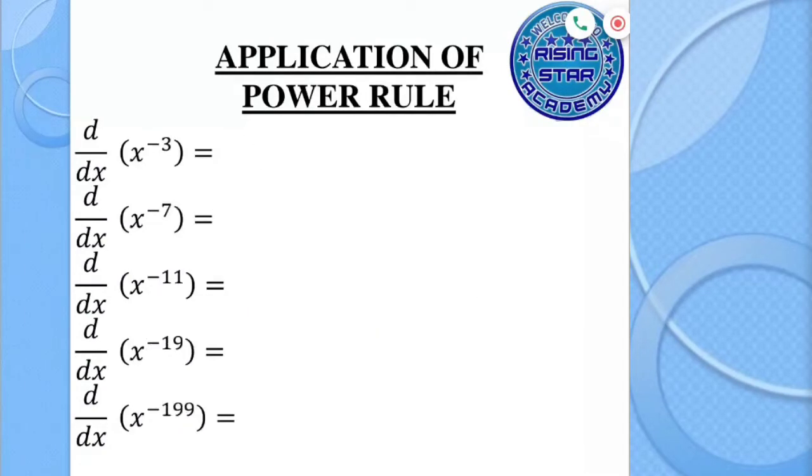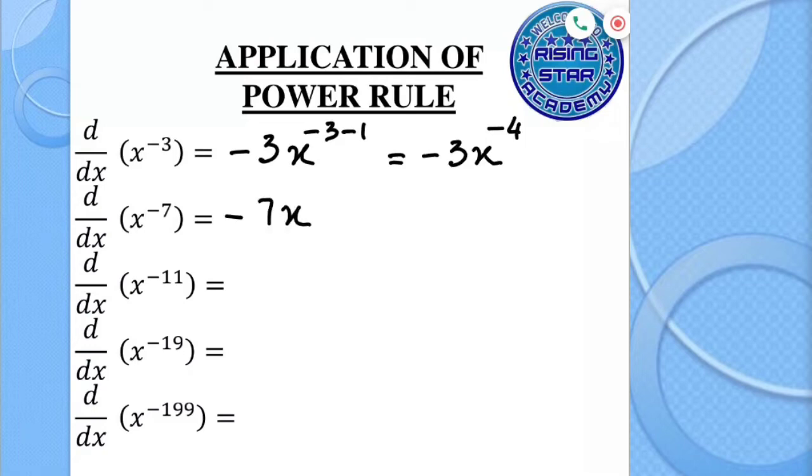Next, when we have the power with a negative sign, the same way the power should be written as it is. Then we subtract 1 from the power, so that would be minus 3x. Minus 3 and minus 1 both have the same sign, so they are added, and that becomes minus 4. Similarly, minus 7x, minus 7 minus 1 becomes minus 7x to the power of minus 8.